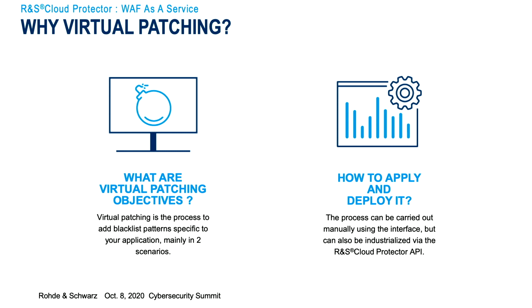And this process can be done manually using the GUI, but it is interesting to industrialize it using the API in some cases. For example, you have plenty of applications to patch and you need a tight integration with your bug bounty program. So the process can be carried out manually using the interface, but can also be industrialized via Rohde & Schwarz Cloud Protector API.